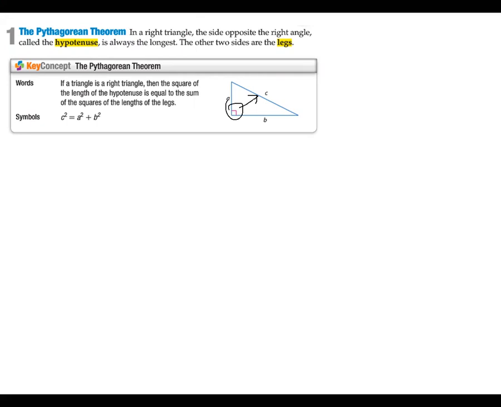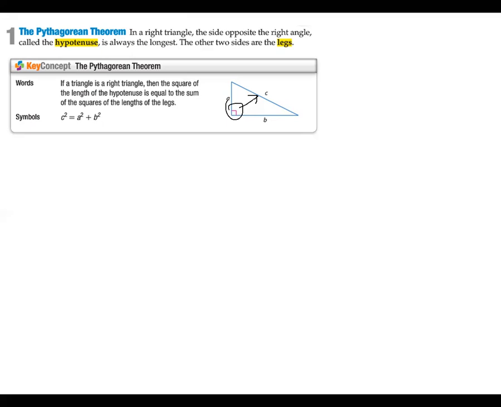So if you have a right triangle, the right triangle has to have a 90-degree angle. That's the definition of a right triangle. And then the other two angles also have to add up to 90, which means both of them have to be less than 90 if they're going to add up to 90. Because remember, all the angles in a triangle add up to what?